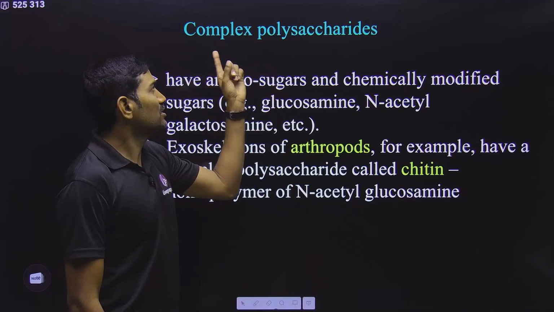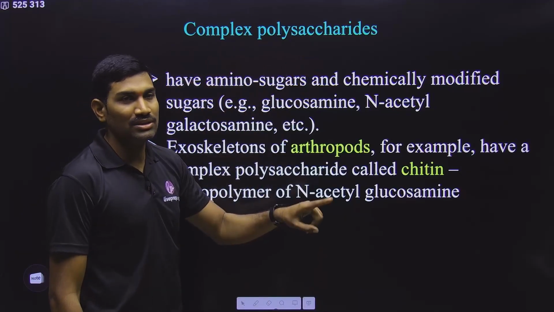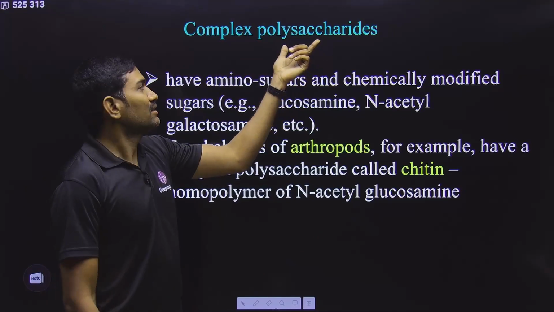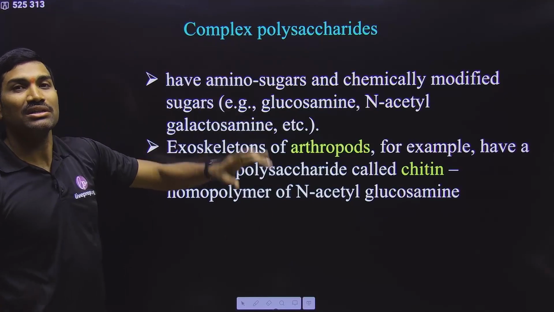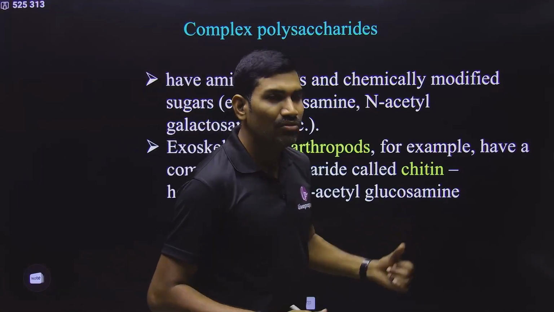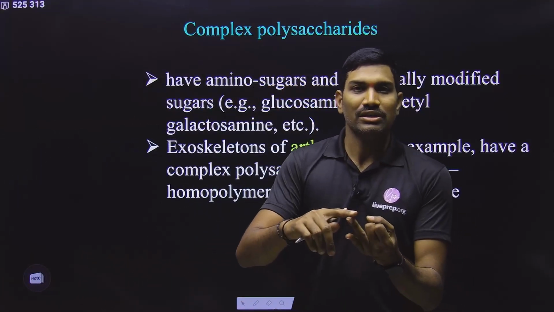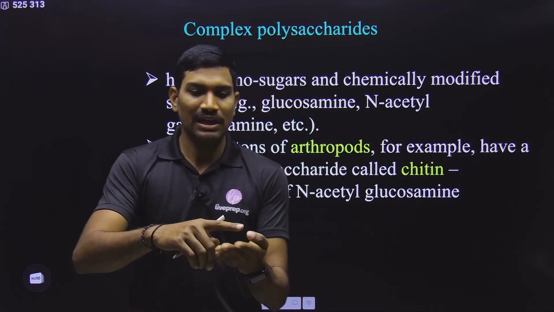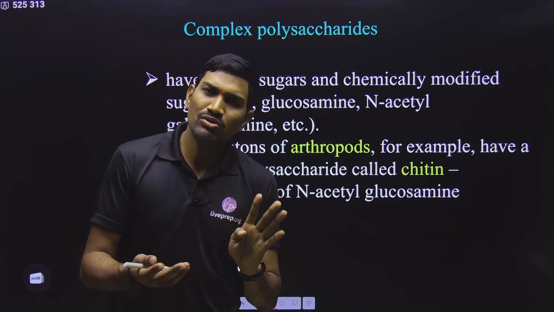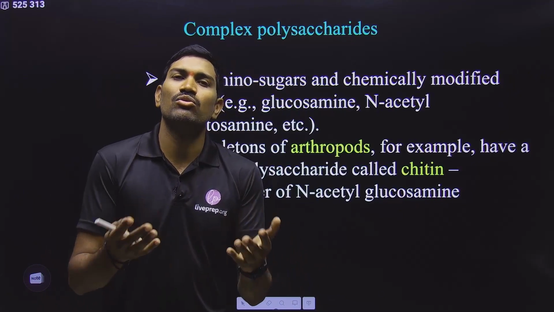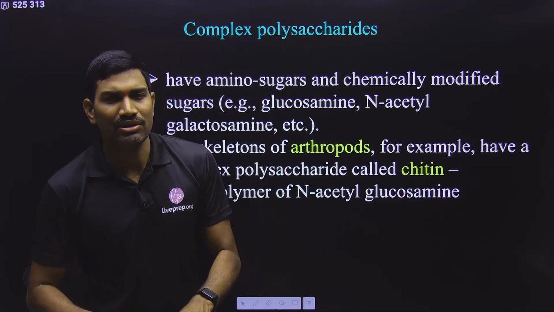Here they are using the term complex polysaccharide because these are polysaccharides having some modified sugars. This is what the meaning is. Till now what we studied: cellulose, starch, inulin, glycogen. These are the four things we have studied. In all these things what are we studying? Glucose only. It is a direct normal glucose only, maybe alpha form or beta form.